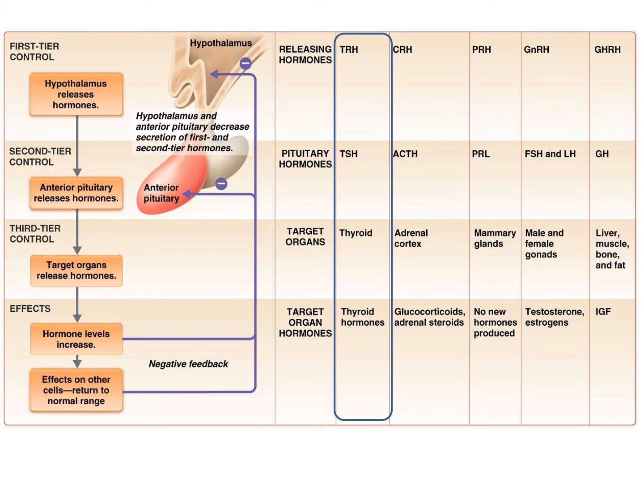So here's thyrotropin releasing hormone that will stimulate thyroid stimulating hormone that will affect the thyroid and stimulate the secretion of thyroid hormones.